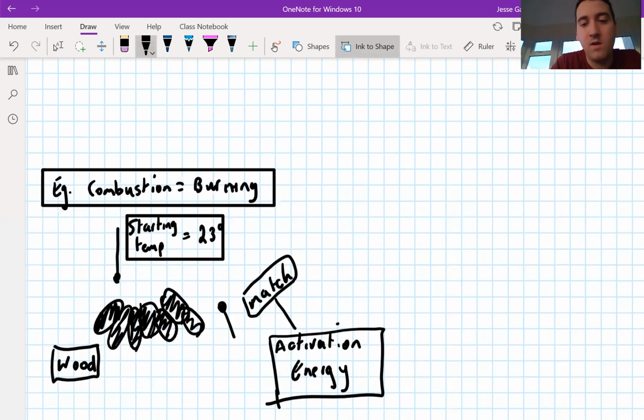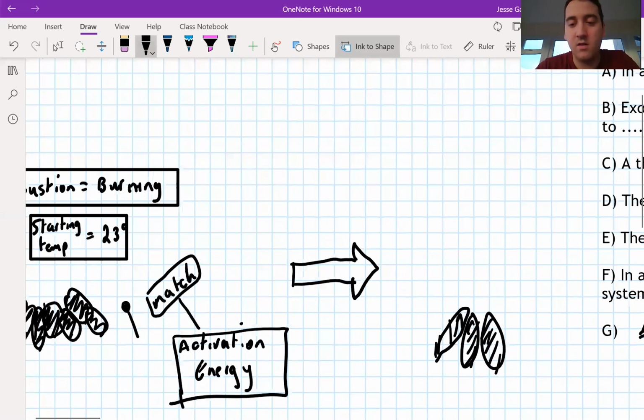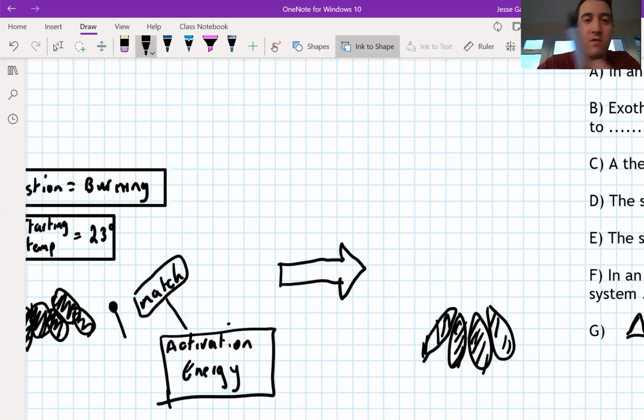Now, what we know is going to happen when we combust is that after we get it started, after we add the activation energy, our logs are going to catch fire.